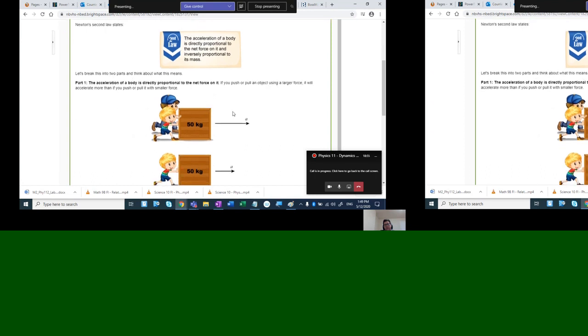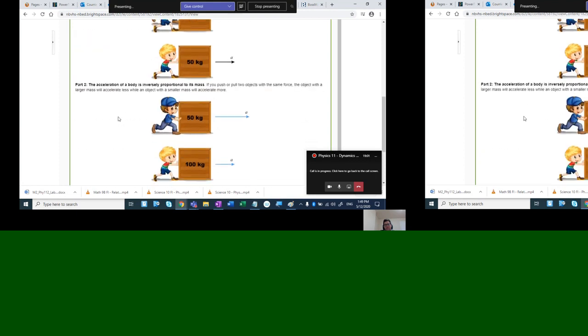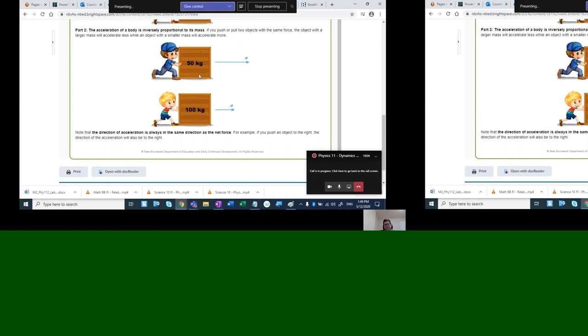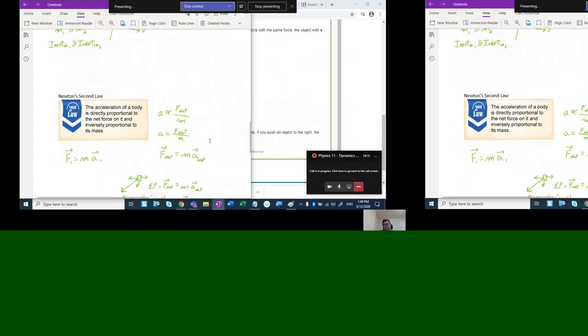Acceleration of a body is directly proportional to the net force: the more you push, the more acceleration. Inversely proportional to the mass: if it's a smaller mass, it accelerates more; if it's more massive, it accelerates less. So if you increase the net force, you are going to increase the acceleration. Say I have 1 Newton for 1 kilogram.